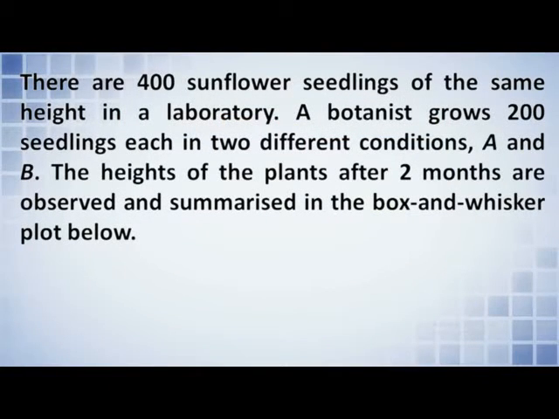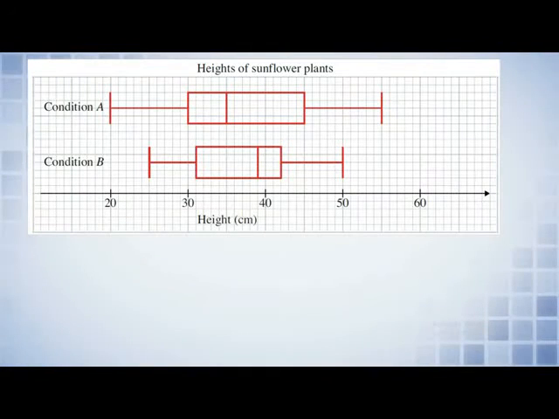Next example. There are 400 sunflower seedlings of the same height in a laboratory. A botanist grows 200 seedlings each in two different conditions, condition A and condition B. The heights of the plants after 2 months are observed and summarized in the box and whisker plot below. This is the box and whisker plot that represents the height of sunflower plants in condition A and condition B.